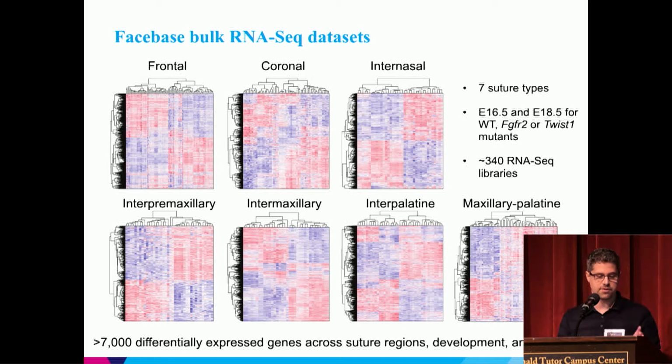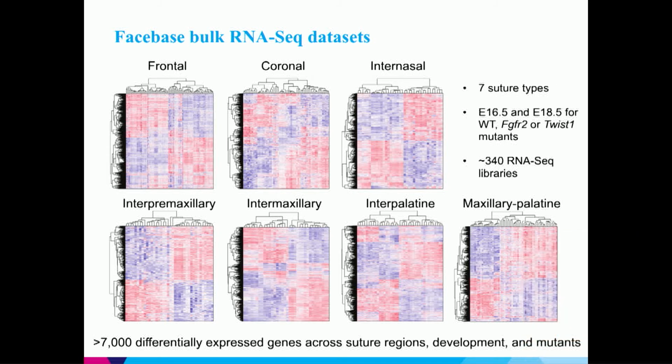As you can see, for each of these sutures, the main differentiating component is a separation between the osteogenic front and the suture mesenchyme. But within each of these sutures, we also see expression profile differences between wild-type versus mutants, and also developmental time point differences. What is really important to realize here is that overall, across all of these different sutures, we've profiled more than 7,000 differentially expressed genes that are either differentially expressed between suture regions, across development, or between mutant and wild-type mice.